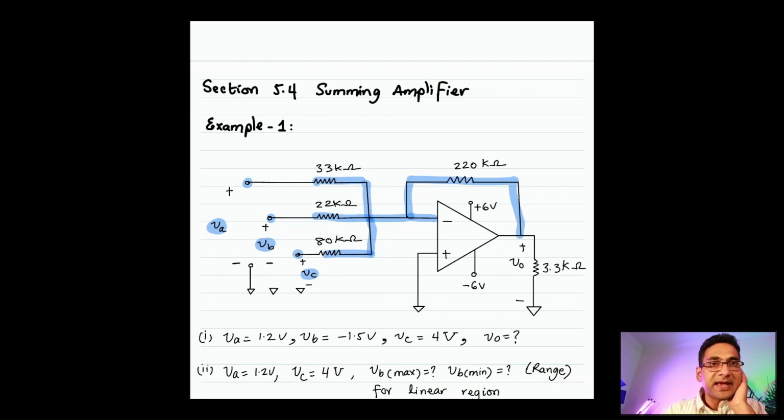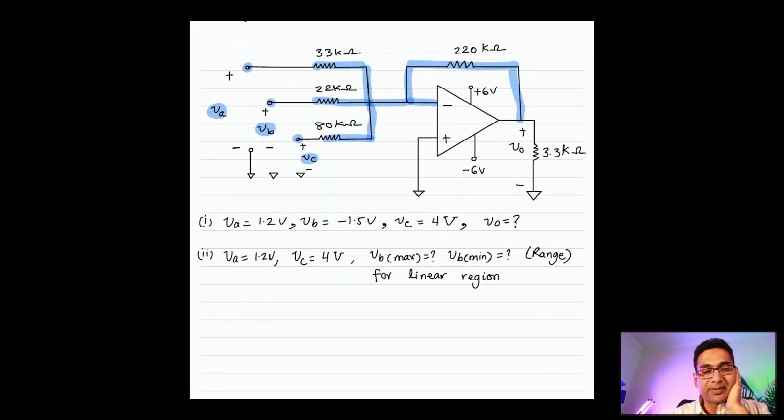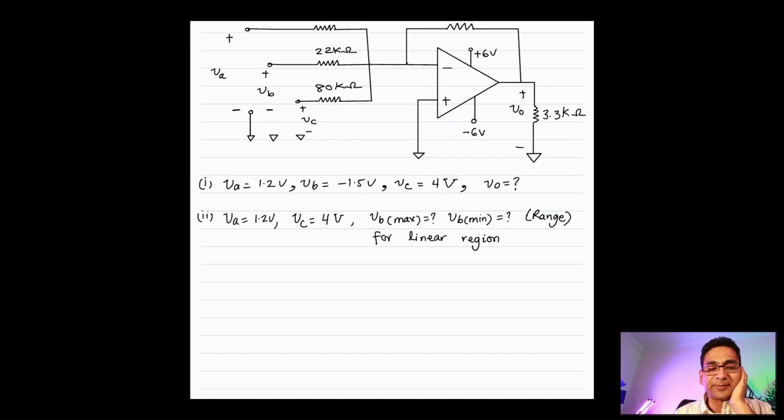Now, let's see if we can solve this problem. All I'm going to do is simply apply the formula. There is not a whole lot of analysis in this. Also notice that the positive terminal is connected to the ground. So that's exactly what we saw.